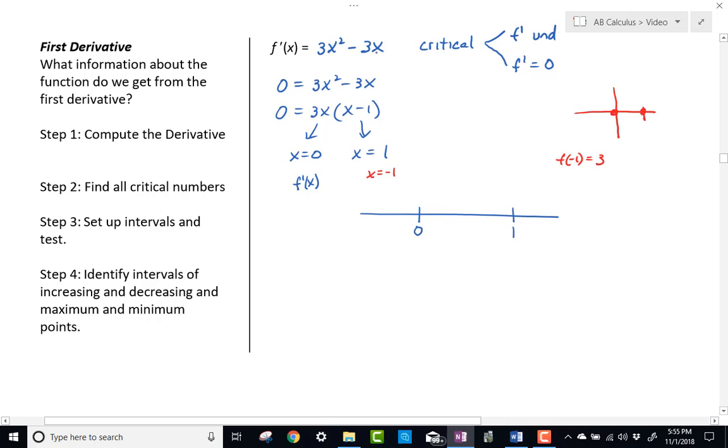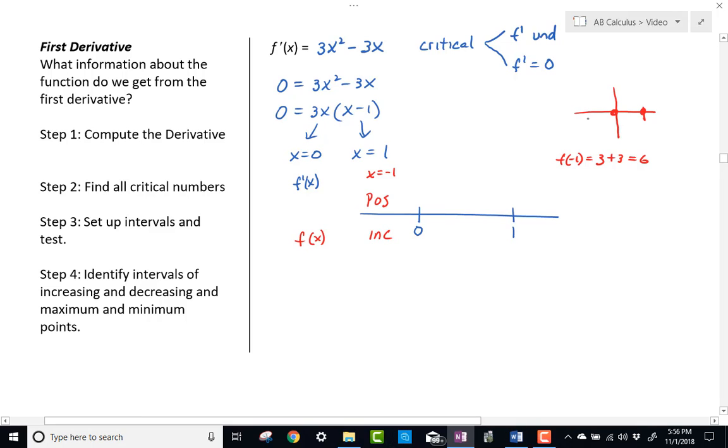And then -1 times -3 is going to be plus 3. So that's going to equal 6. And that's positive. Okay? So when x is equal to -1, my derivative is positive. Well, why is that important? Because if the derivative is positive, what does that tell me about f of x? That tells me that f of x is increasing.